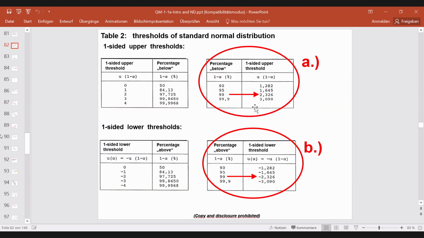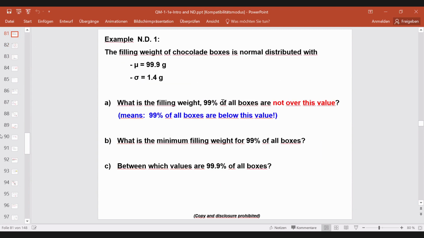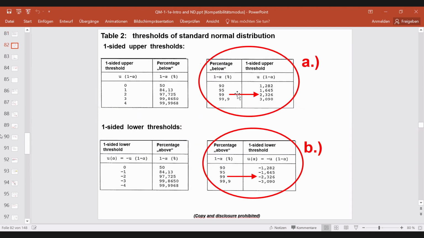The first one, A, is a question about an upper threshold, a single-sided, one-sided upper threshold. And again, let's go into the question. 99% of all the boxes are not over this value. So the 99% are below this value. So this means 99%, you go into this table here, percentage below this upper threshold, you get a factor of 2.326. This is all you need.